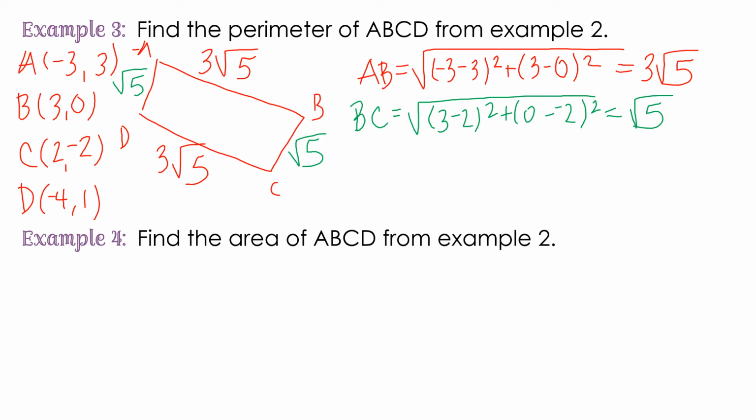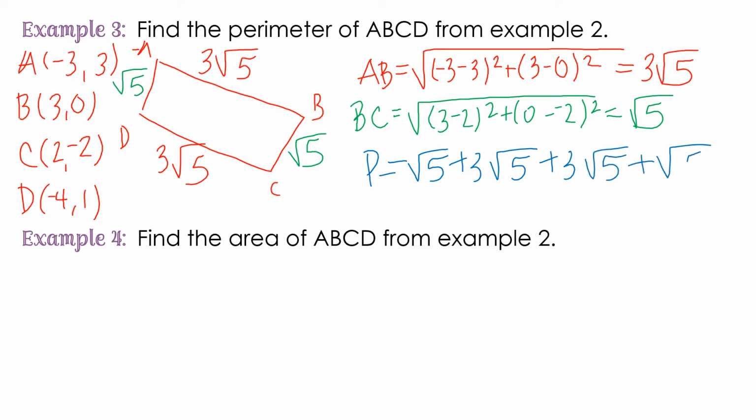So to find the perimeter, I'm going to add those sides together. So √5 plus 3√5 plus 3√5 plus √5. So you could put this in exact form if you wanted to. There's 1, 2, 3, 4, 5, 6, 7, 8 √5s if you add them all together. But you probably would want to know what approximate value that is, and that would be 17.9 units.